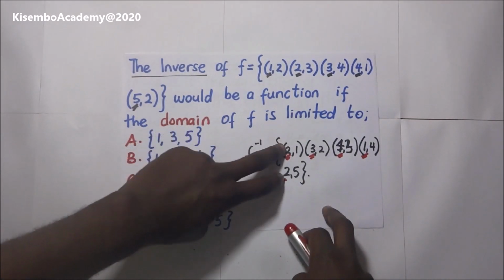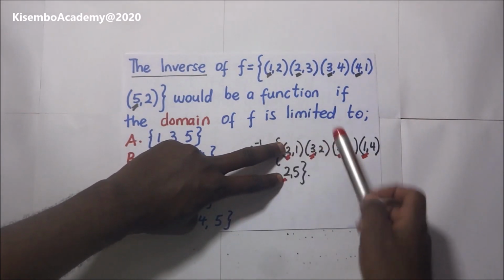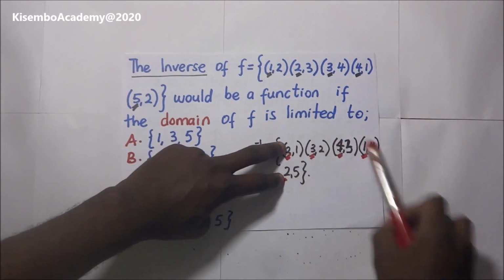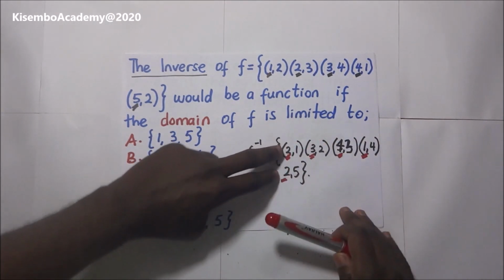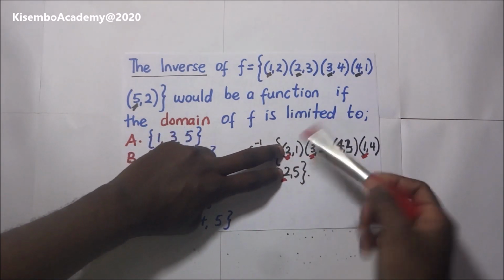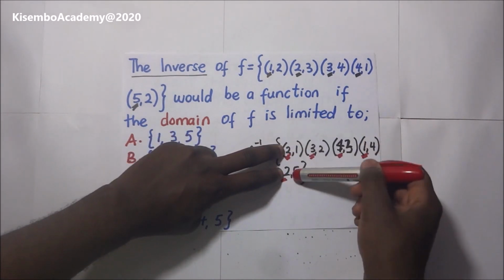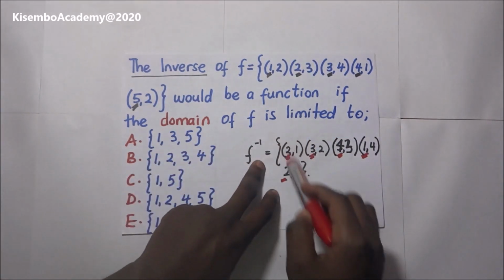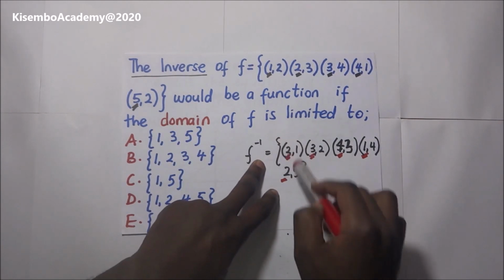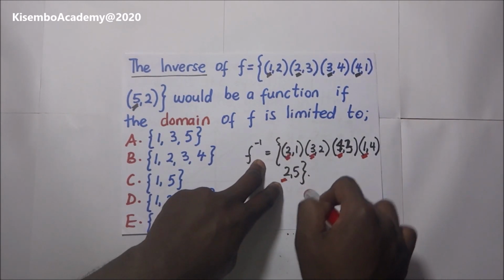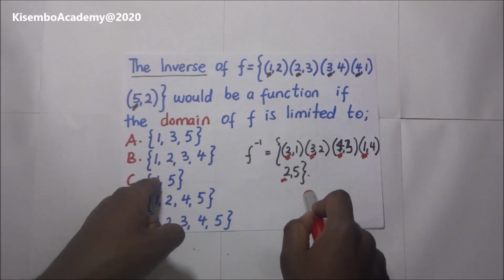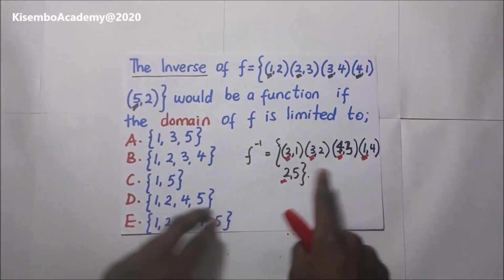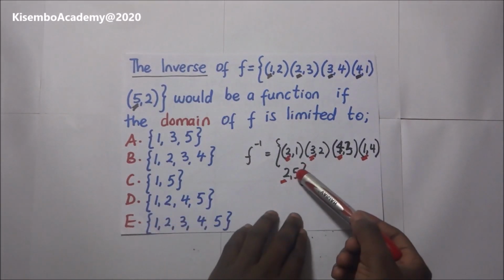We have a 2 here and a 2 here, but the input of 2 is giving us an output 1 here and an output 5 here. So this is not a function. These ordered pairs are not a function because we have an input 2 giving us two different outputs, 1 and 5. So if we are to make this a function, we have to eliminate one of these, because the major characteristic of a function is that one input corresponds to one exact output, not one input having two different outputs. So we can either eliminate this or that.